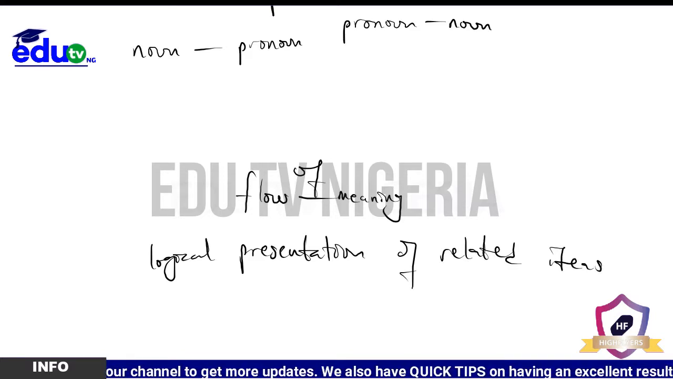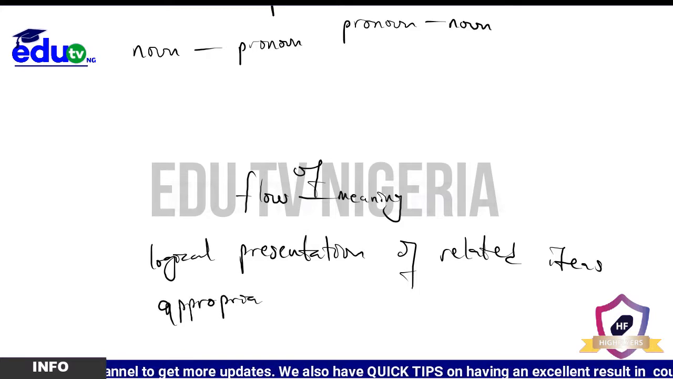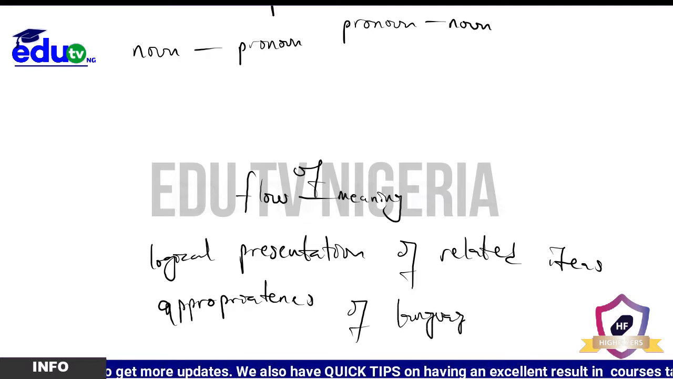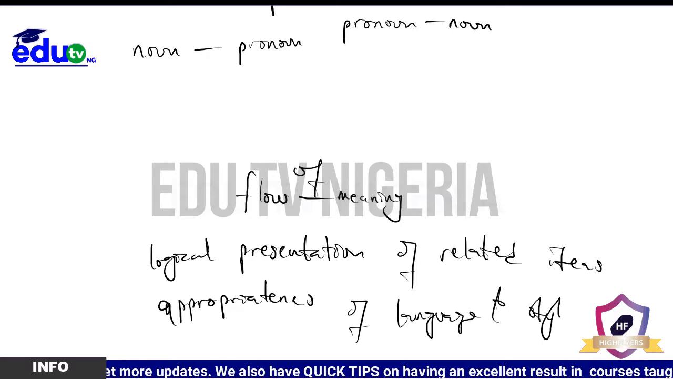And also appropriateness. It also covers appropriateness of language and style used in a paragraph or a text at large. So under coherence, we look at the logical presentation of related ideas. We look at the appropriateness of language and style that have been used in a paragraph or in a sentence or in a text at large. I hope you understand what this is all about.